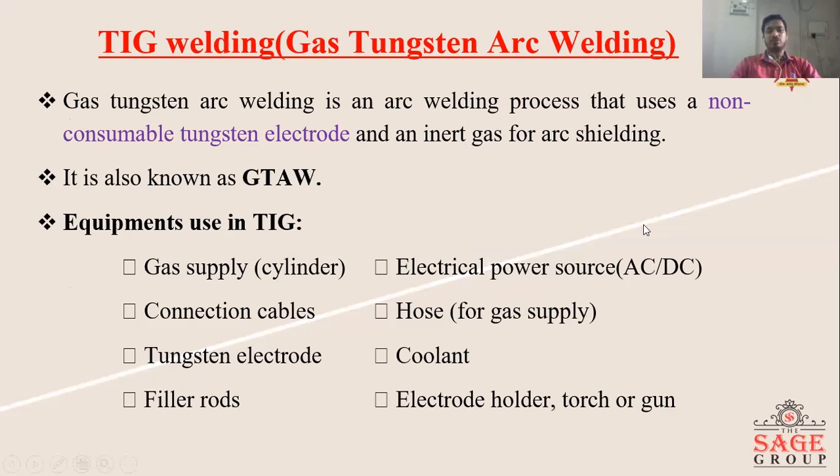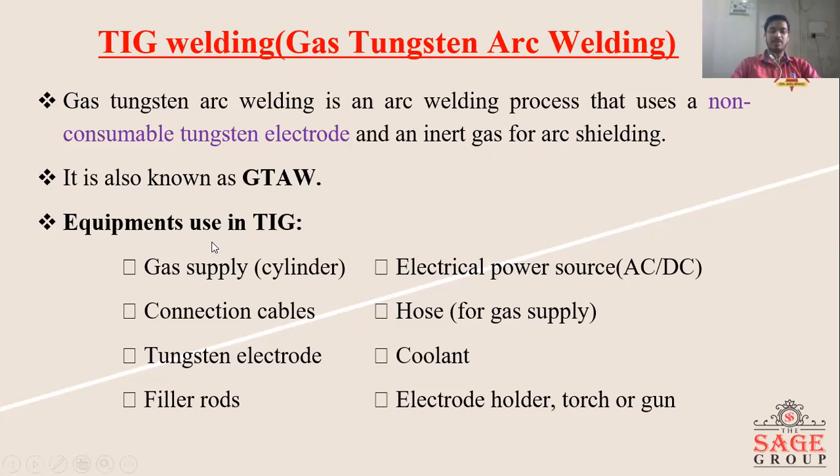So TIG welding is also called gas tungsten arc welding. Gas tungsten arc welding is an arc welding process that uses a non-consumable tungsten electrode and an inert gas for the arc shielding. Here we underline the non-consumable tungsten electrode and the inert gas for the arc shielding. It is also known as GTAW, gas tungsten arc welding.